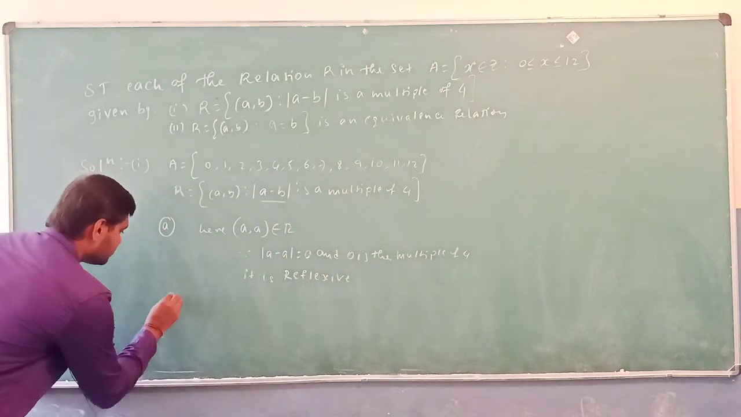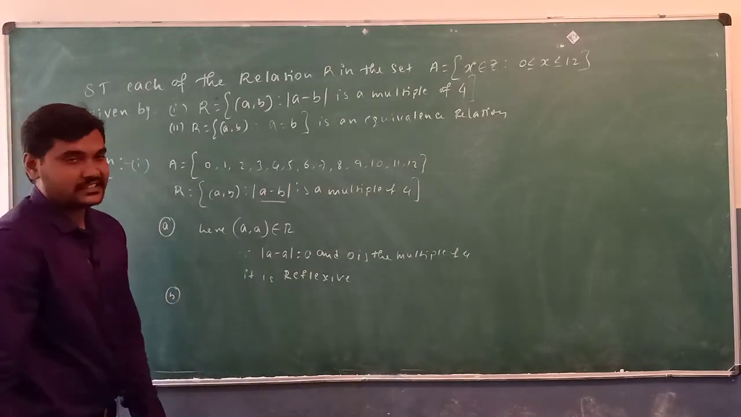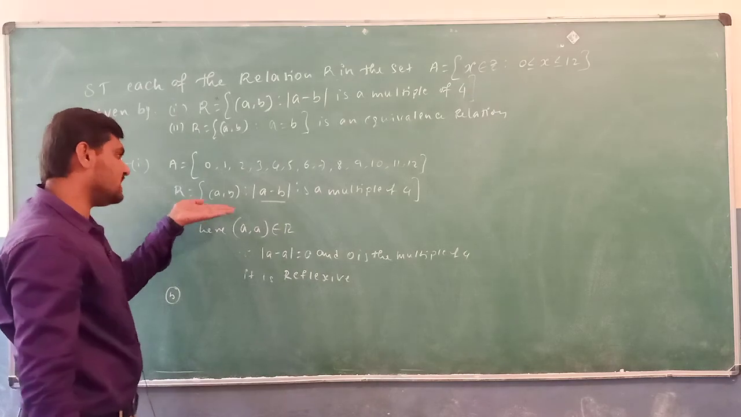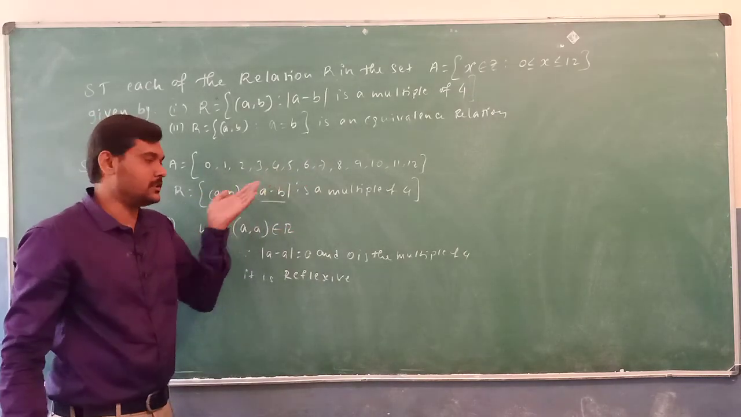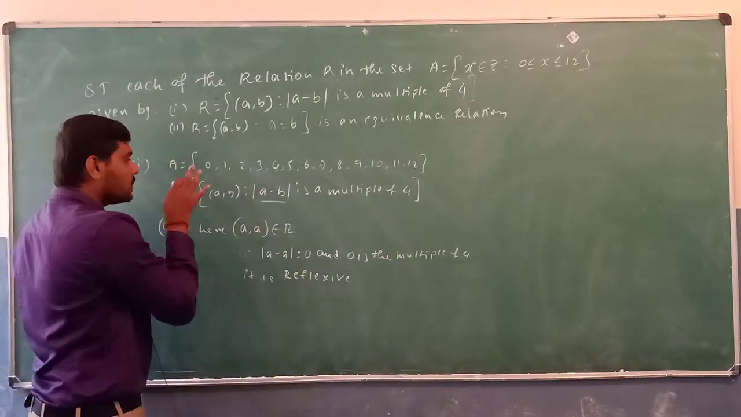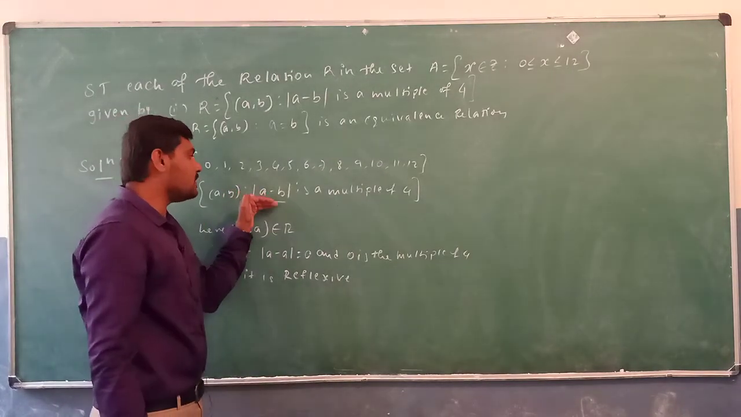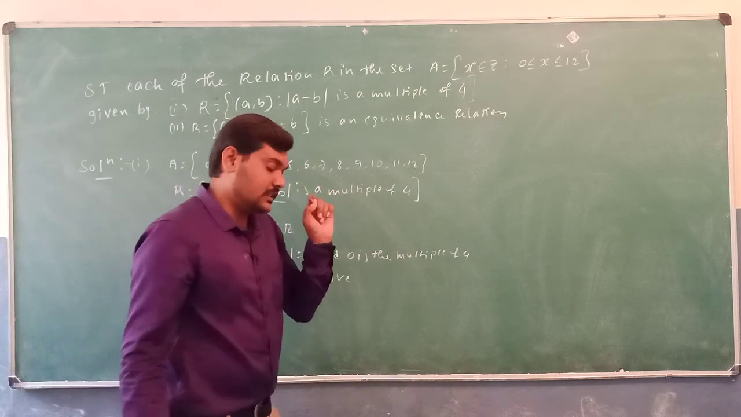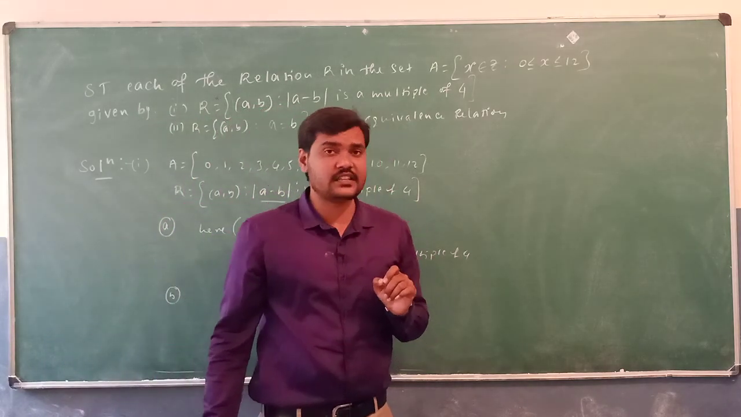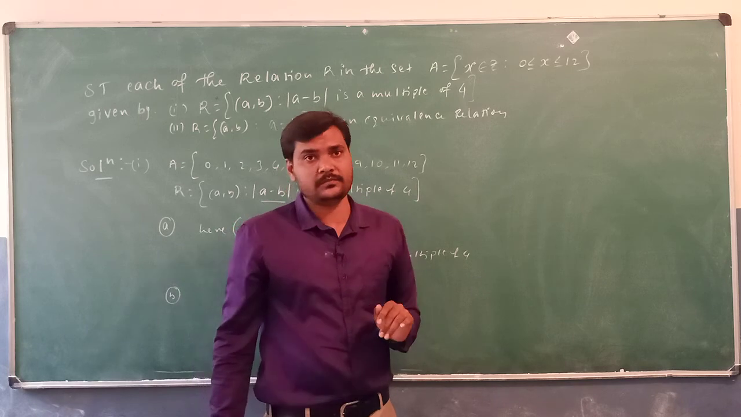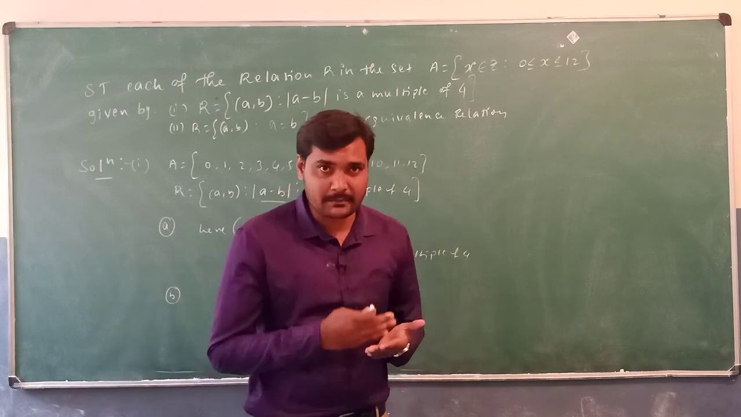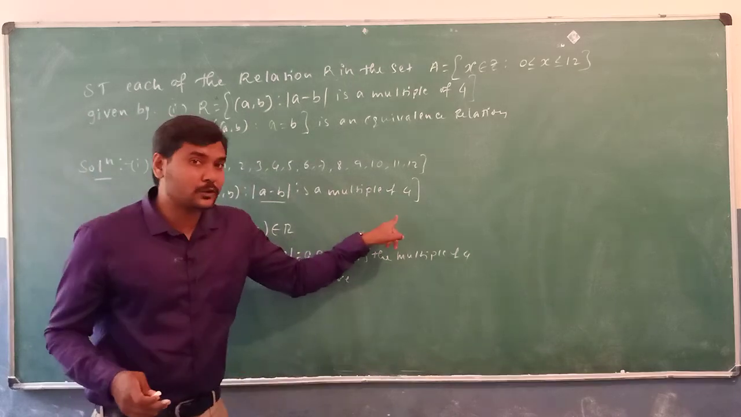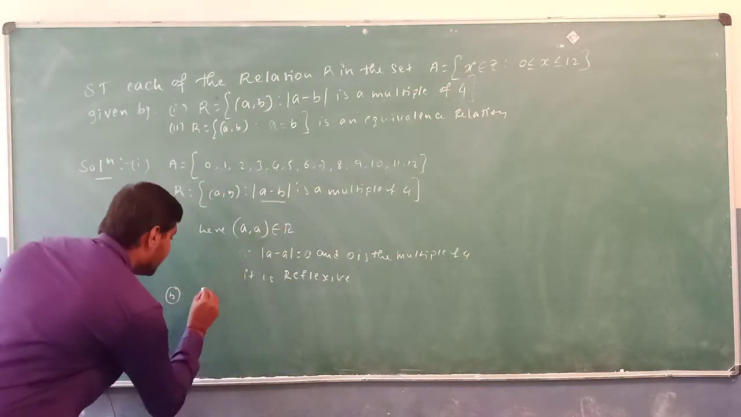Second, (b): to show the symmetric relation. How is this relation valid for the symmetric relation? They have given R is equal to (a, b) such that modulus of a minus b is a multiple of 4. The symmetric relation says that if (a, b) is a member of R, then (b, a) should also be in R. Suppose we have an ordered pair (a, b) which belongs to R, then a minus b is a multiple of 4. Clear? So I am showing it here.